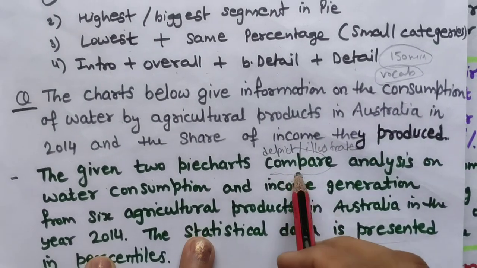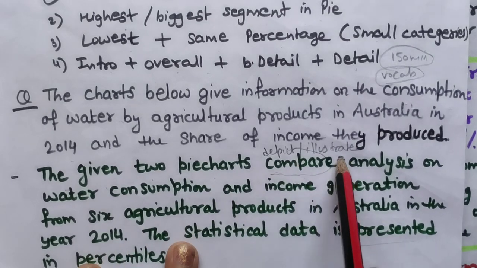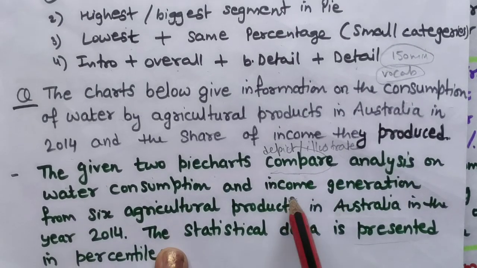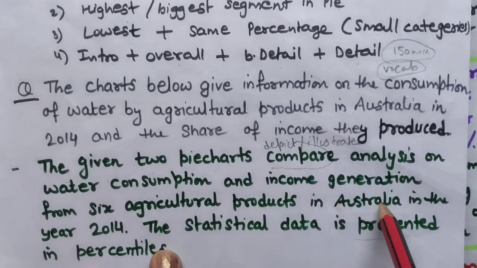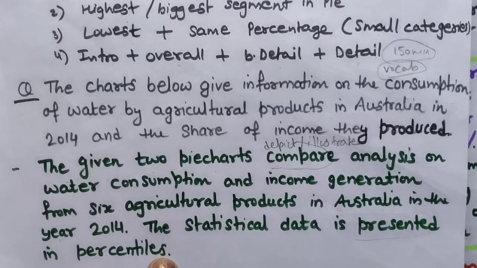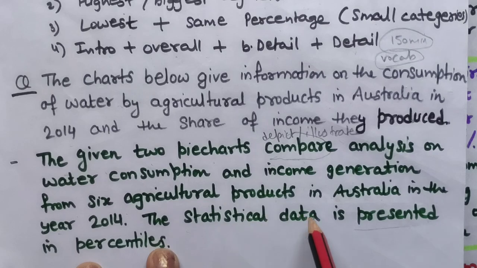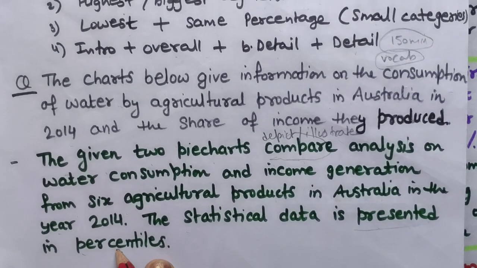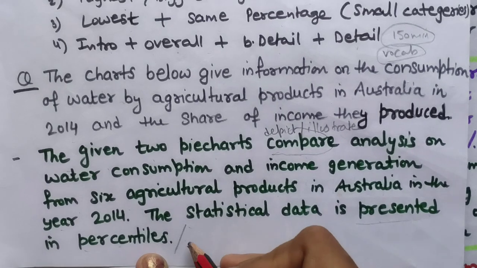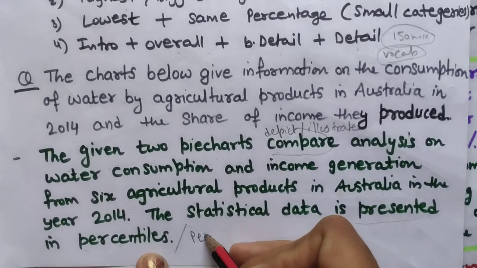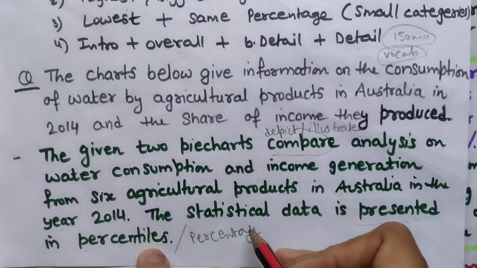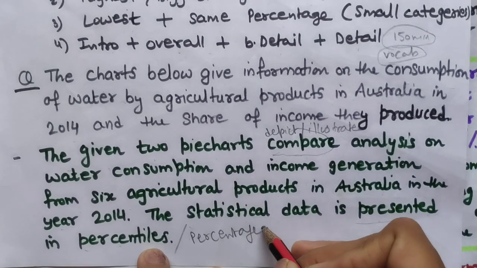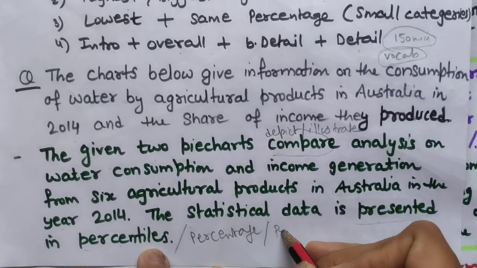It's your wish. Compare analysis or illustrate analysis on water consumption and income generation from 6 agricultural products in Australia in the year 2014. Now the statistical data is presented in percentile, or proportions, or percentage you can write. So this is also percentage vocabulary. Percentage you can write, or proportion also.